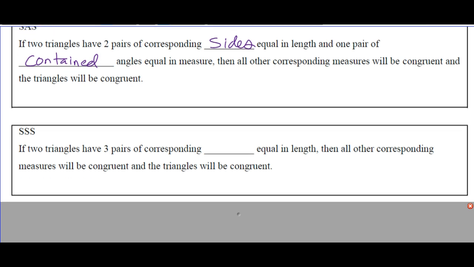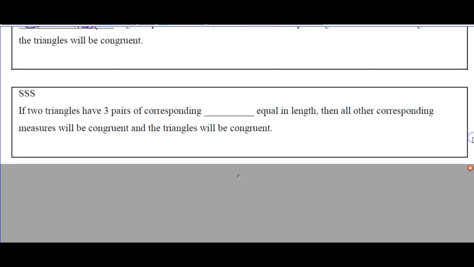Next one, side side side. If two triangles have three pairs of corresponding sides equal in length, then all the other corresponding measures will be congruent. So you did that, right? You drew the three sides, and it was tough because it's easy with side angle side. You measure a side, you measure an angle, you measure a side, and then you just fill in the third side. We're done, right? You compare it and you say they're the same. With the three sides, if you got them 5, 7, and 11, and you compare it, you can line them up, right? You might be oriented differently, but they will line up and be the same.